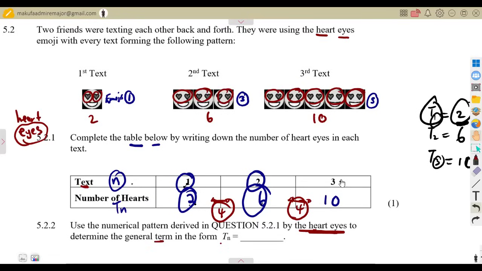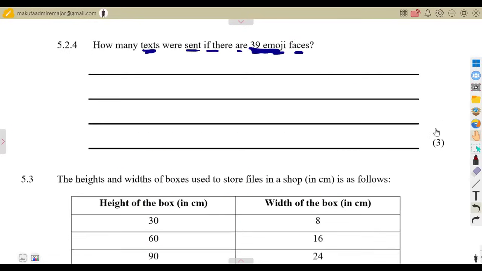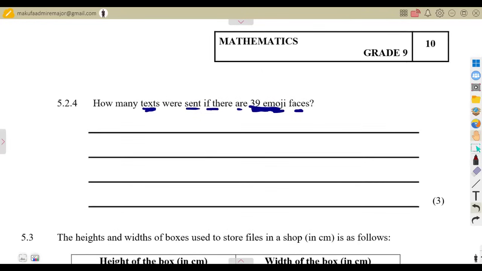So meaning to say, if you are given the number of emojis there, you are supposed to determine the number of hearts first. There are 39 emojis. So how many hearts do we have? Before we talk about the text, how many hearts? How many heart eyes do we have? From 39 images, how many heart eyes?